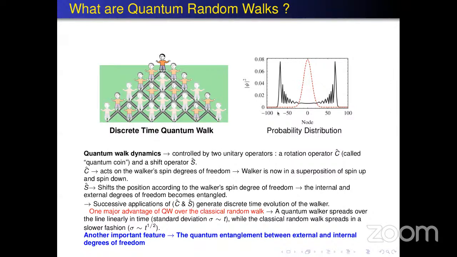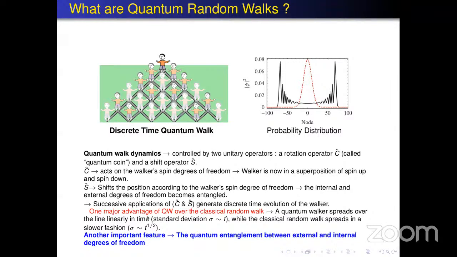And so this black continuous curve is the result of the probability distribution of the quantum walk obtained with a symmetric coin and a symmetric initial condition. It is highly probable that after a long time, the walker can be found at a position which is quite distant from the origin. So this is one major advantage of quantum walk in different types of applications, that the quantum walker spreads in a much faster way than the classical random walk.